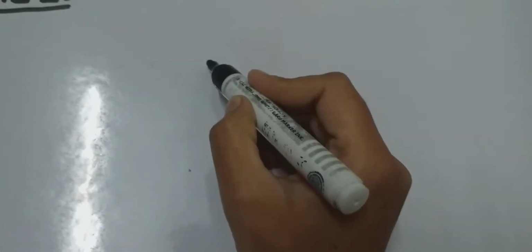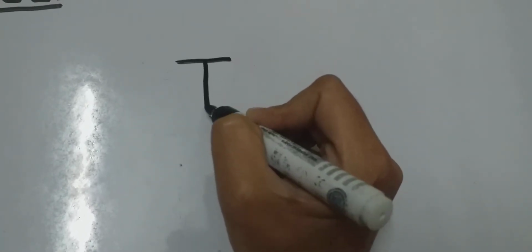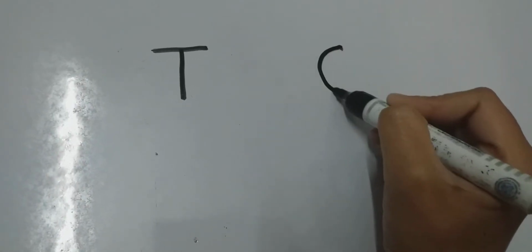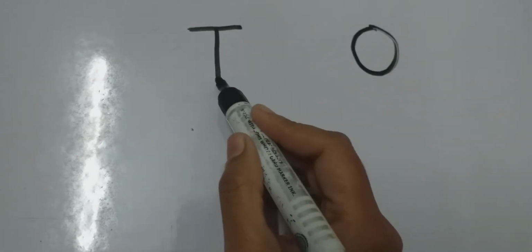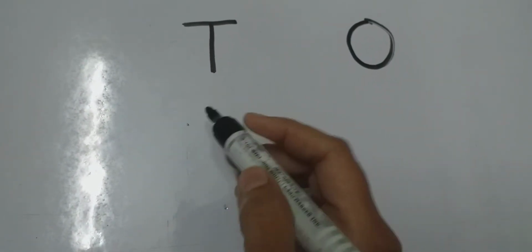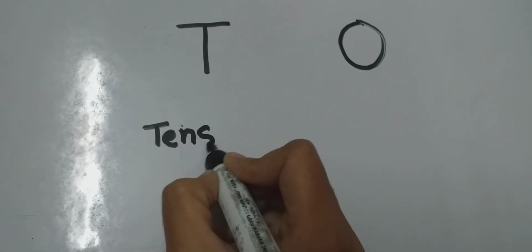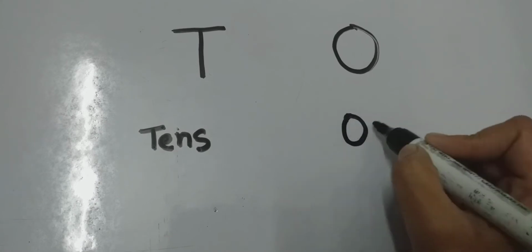So children, before we start this topic, I will tell you something. In maths, what T is for and what O is for. Okay, T is for tens and O is for ones.